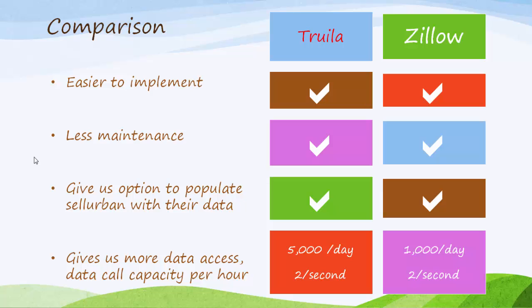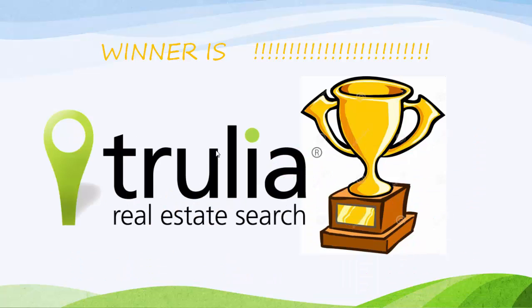The first thing is Trulia has a 5,000 calls per day limit on one key, and it also has 2 calls per second ability, and the Zillow.com API has the ability of 1,000 calls per day and 2 calls per second. So now let's have a look at which is the winner. The winner is Trulia, so I decided to use it in sellerburn.com.